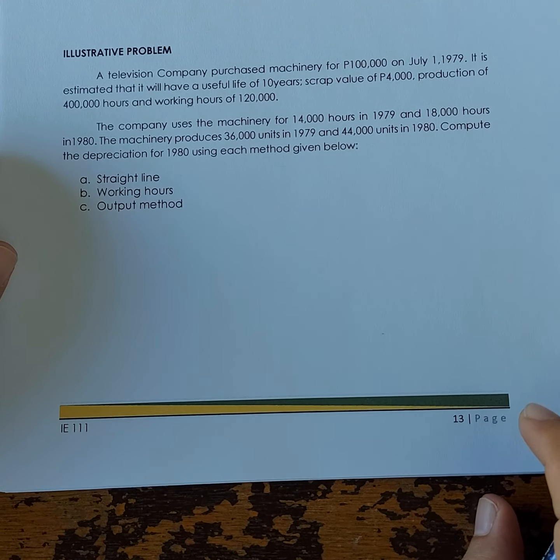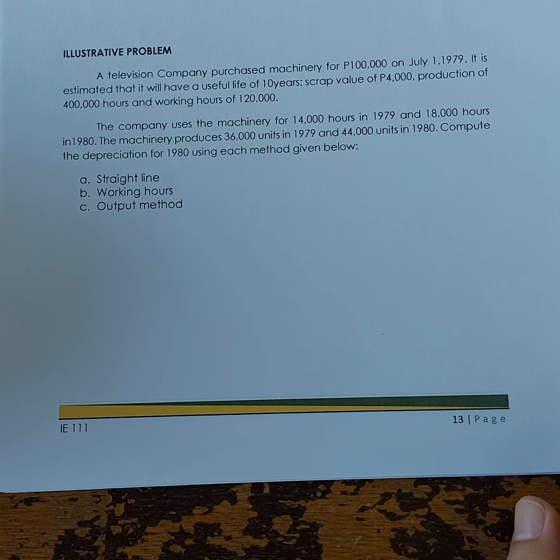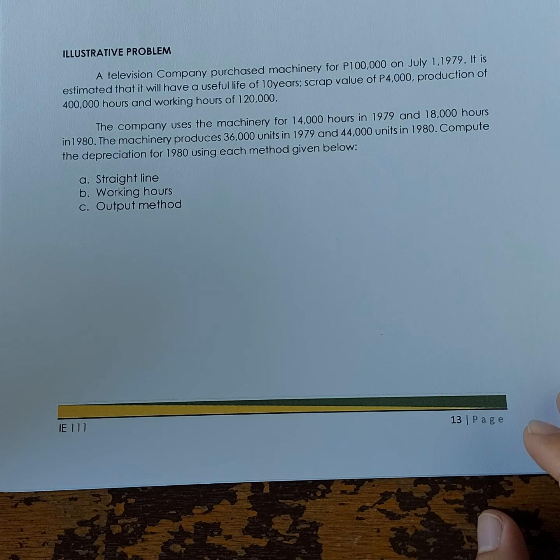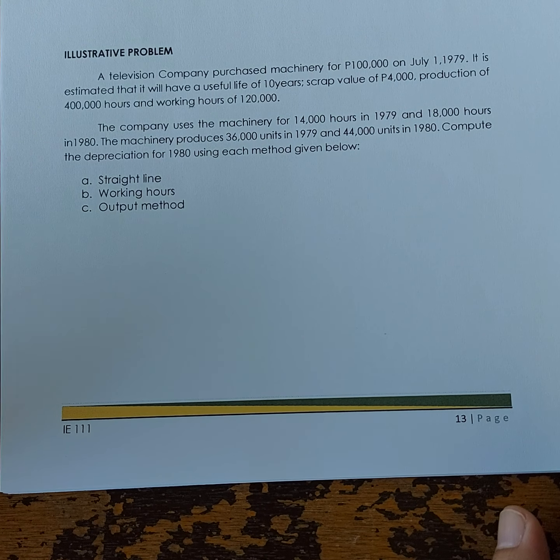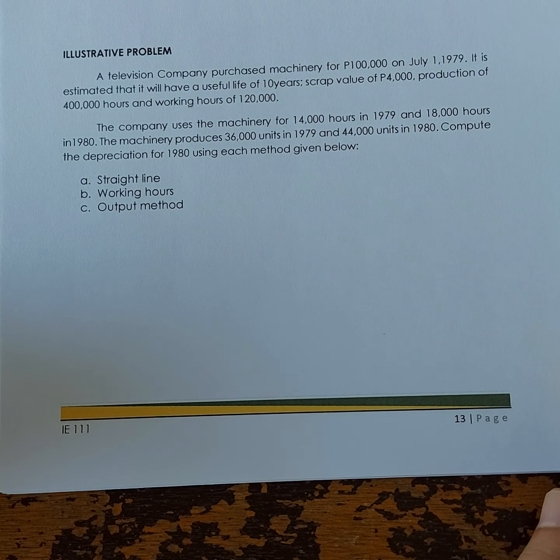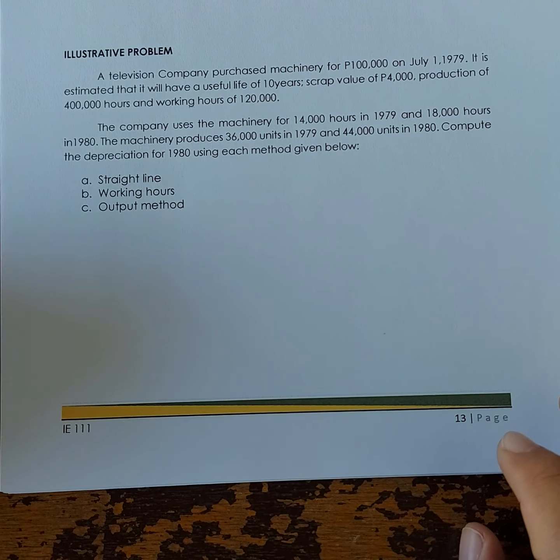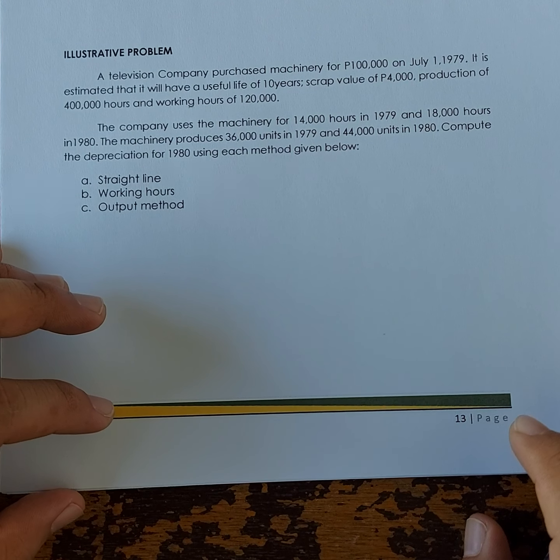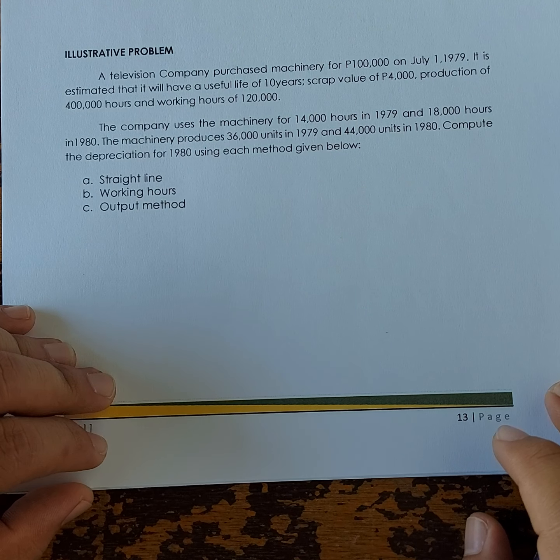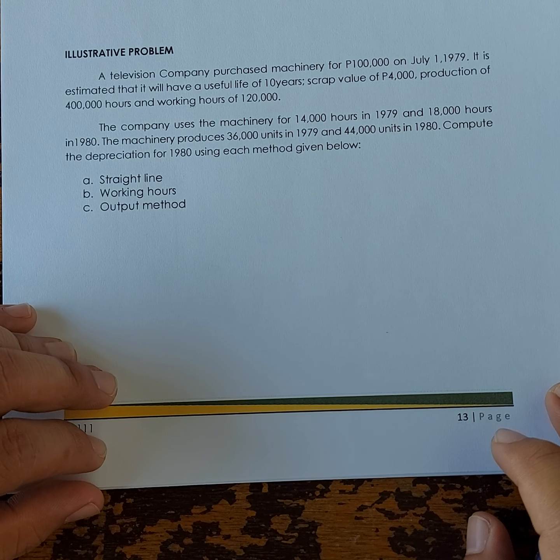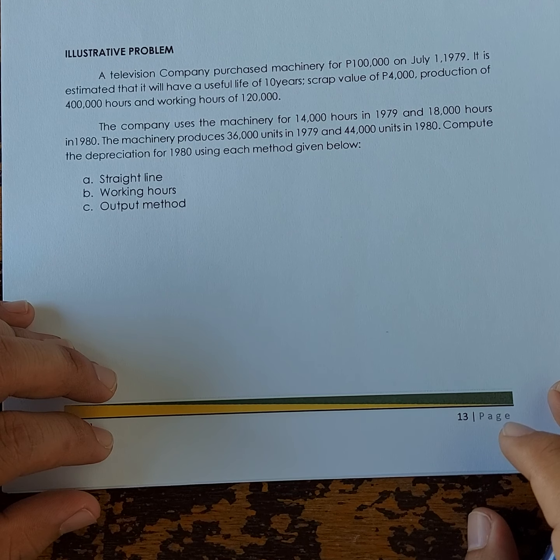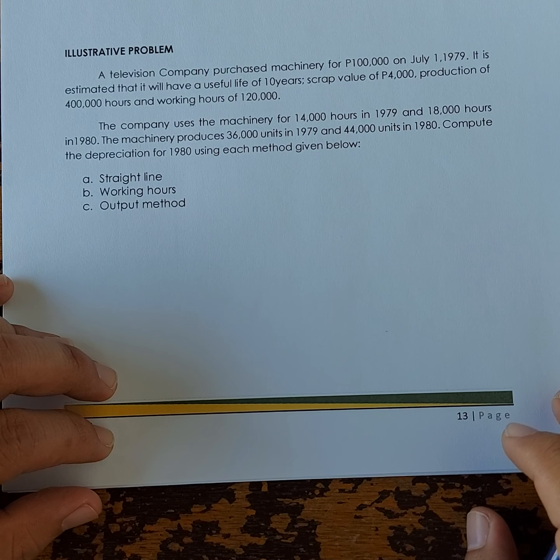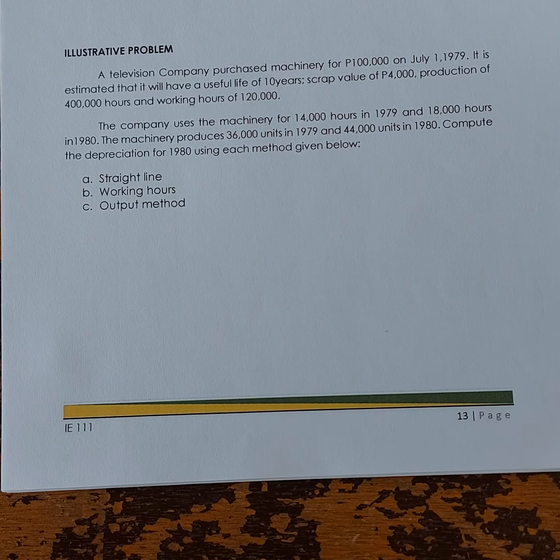Okay, let's try to solve a problem to illustrate this particular method. Okay, a television company purchased a machinery for 100,000 pesos on July 1, 1979. That's pretty old. It is estimated that it will have a useful life of 10 years, scrap value of 4,000 pesos, production of 400,000 hours, and working hours of 120,000. The company uses the machinery for 14 hours in 1979 and 18 hours in 1980. The machinery produces 36,000 units in 1979 and 44,000 units in 1980.